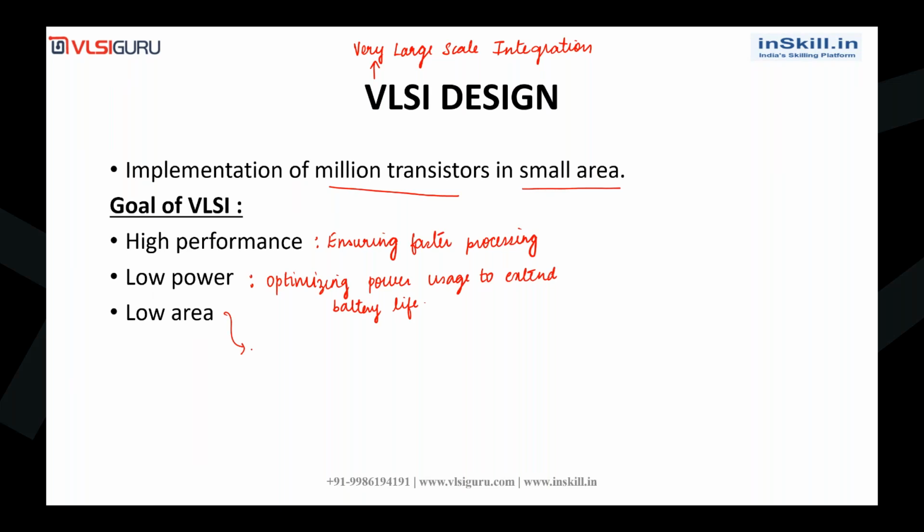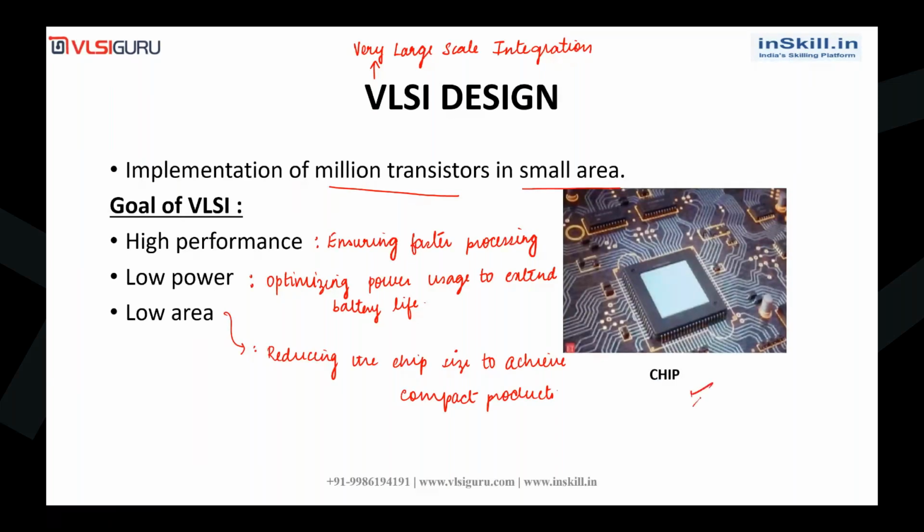And then low area, which means reducing the chip size in order to achieve compact products. So these are all the goals of VLSI: high performance, ensuring faster processing; low power, optimizing power usage to extend battery life; and low area, reducing the chip size to achieve compact products. And this is how our chip will look like.